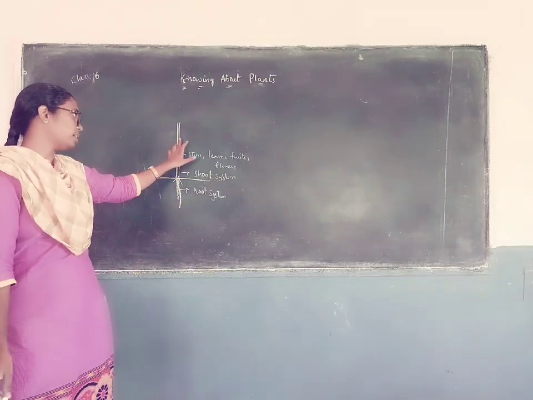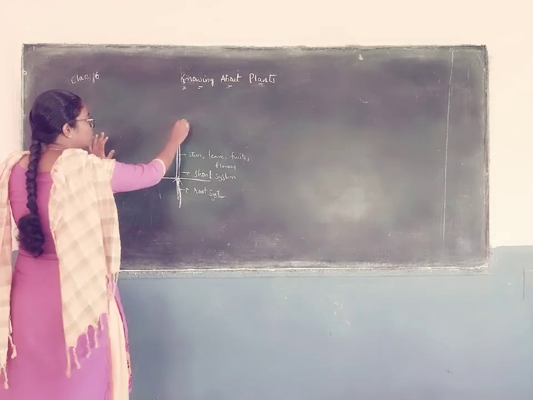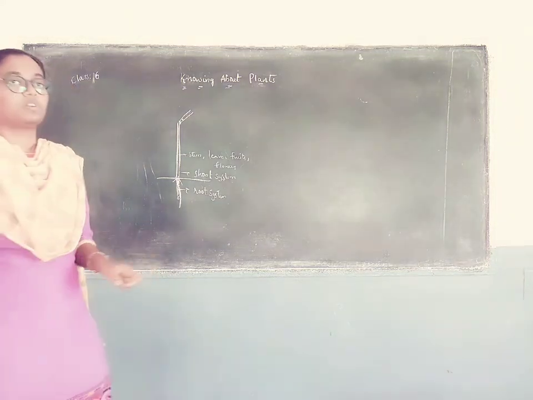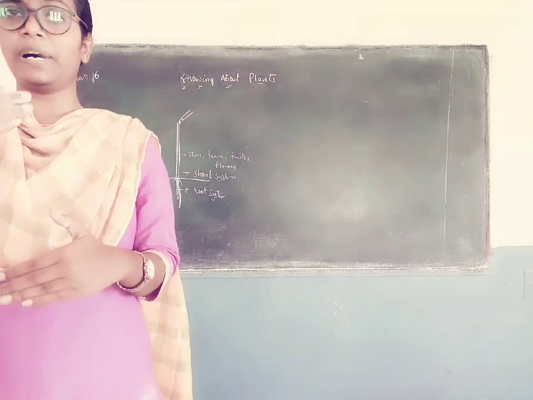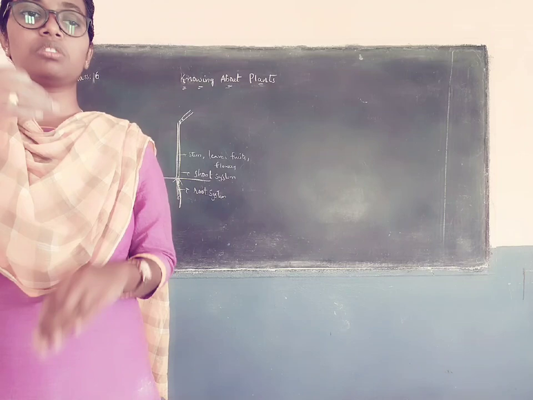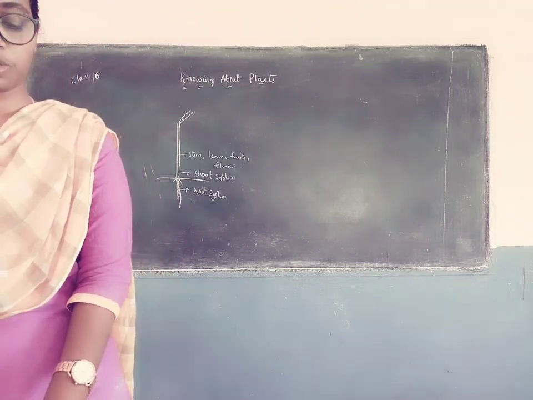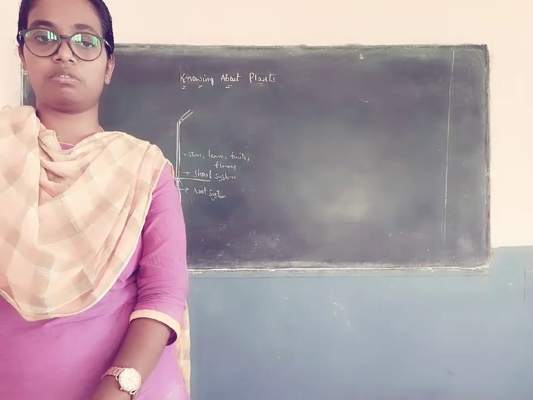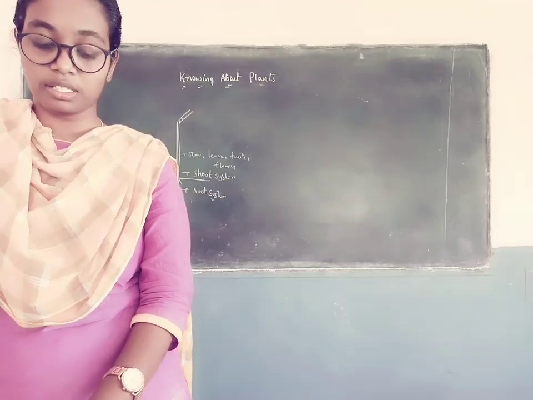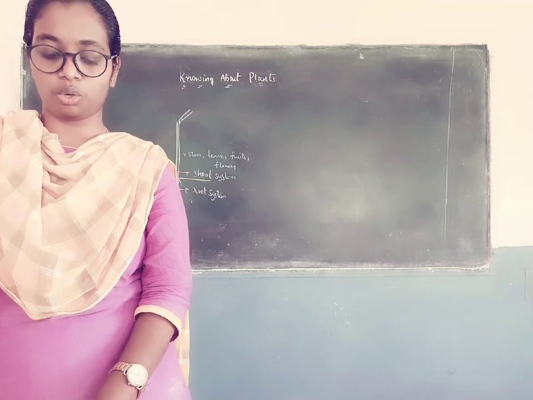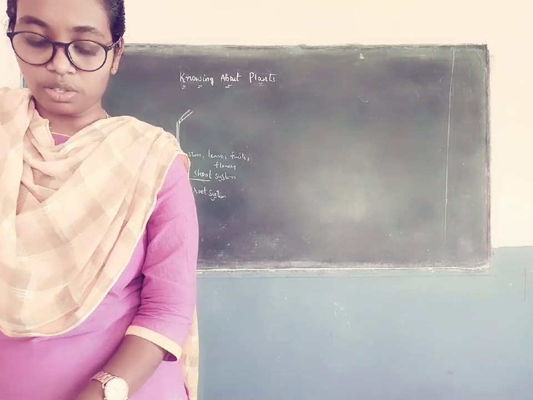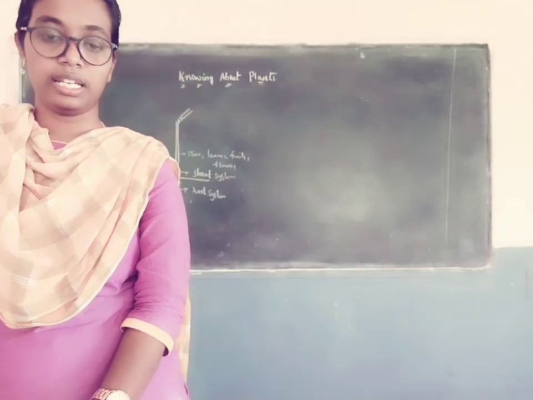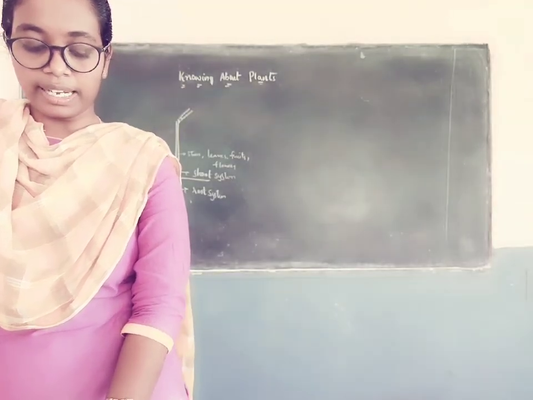So it contains nodes and internodes. Above the ground or above the soil, the shoot system is present and it contains stem, leaves, fruits and flowers. The stem contains nodes and internodes, and it grows towards the sunlight.